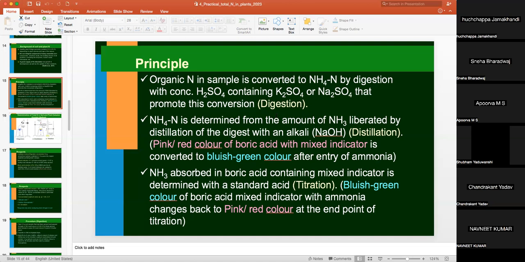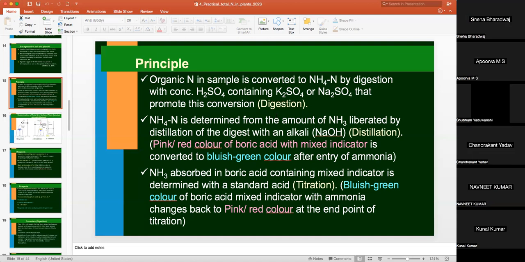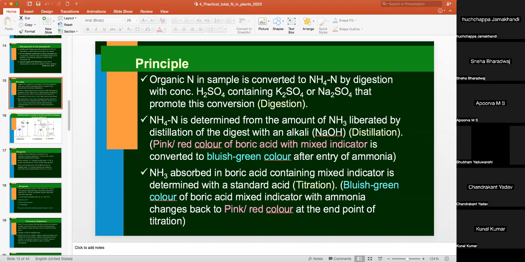So whatever ammonium we have got, we want to convert it into ammonia so that this released ammonia can be collected in boric acid. And then we can estimate or titrate the nitrogen present as ammonia in the boric acid. So ammonium nitrogen is determined from the amount of ammonia liberated by distillation of the digest with an alkali, that is NaOH, sodium hydroxide. It will volatilize the ammonia from ammonium sulfate. This is your distillation. And then this ammonia will be collected in a beaker containing boric acid mixed indicator.